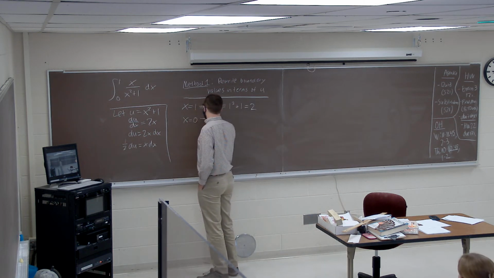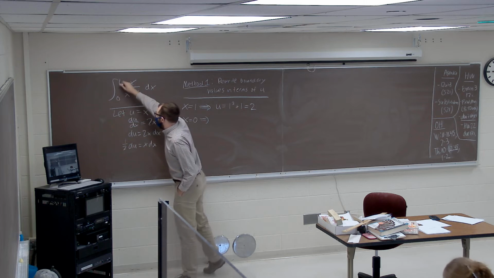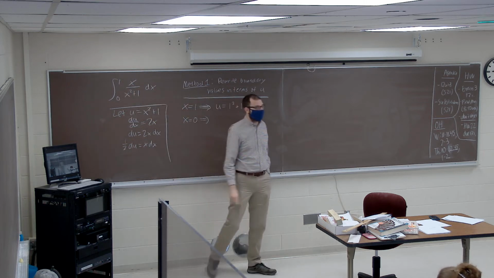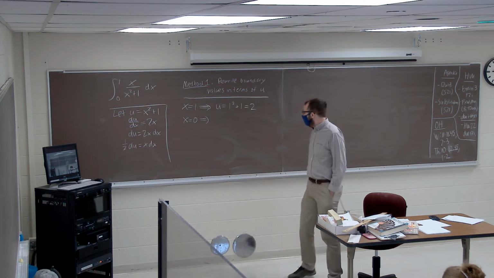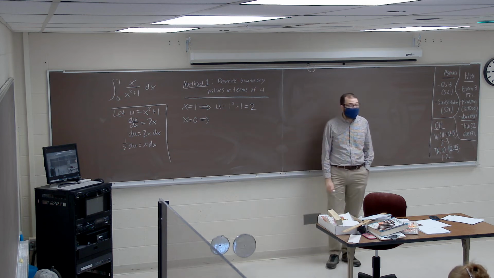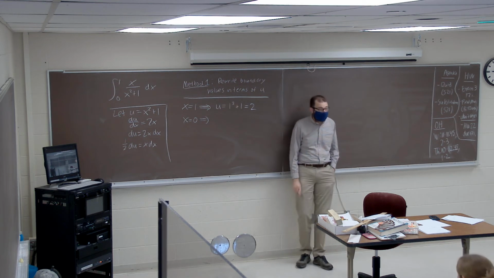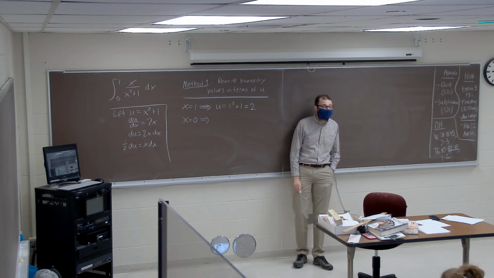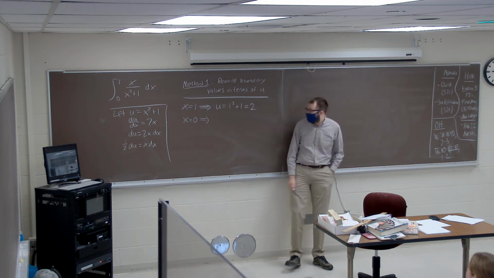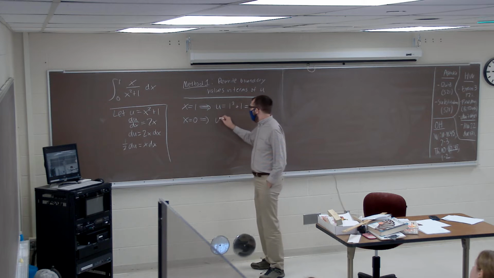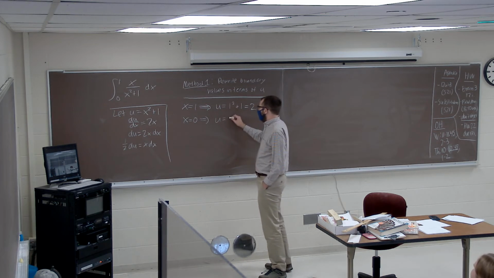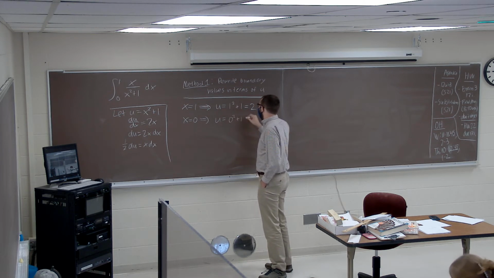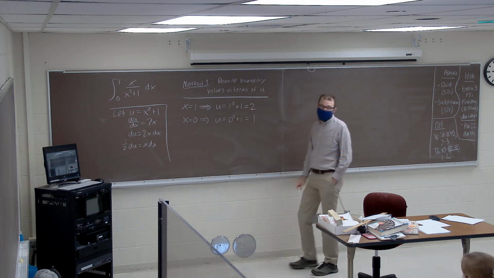And similarly, if we look at our other boundary value here, at x equals 0, what would our u value for x equals 0 come out to? Right? Well, if we plug in u equals 0 squared plus 1, it is indeed going to come out to 1.